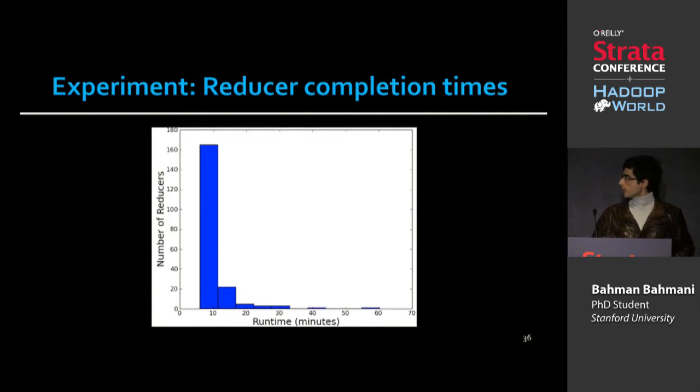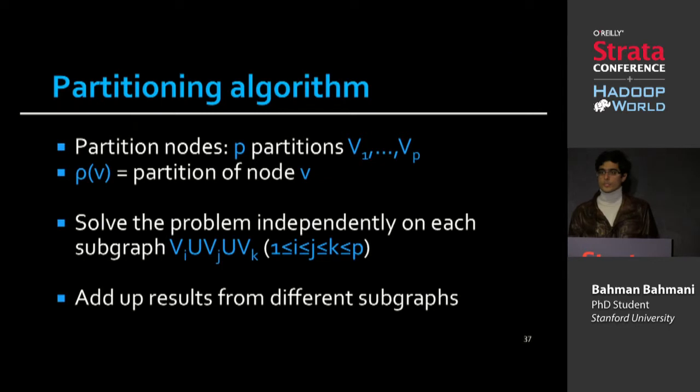So let's see how we can solve this problem. The idea is partitioning, as we talked about. What we do is the following. We partition the nodes into P partitions. Let's call them V1 through Vp. And let's say rho of V is a function that maps each node to its partition. So it maps each node V to a number between 1 and P. And these partitions have almost equal size. Ideally exactly equal size, but they don't have to be exactly equal.